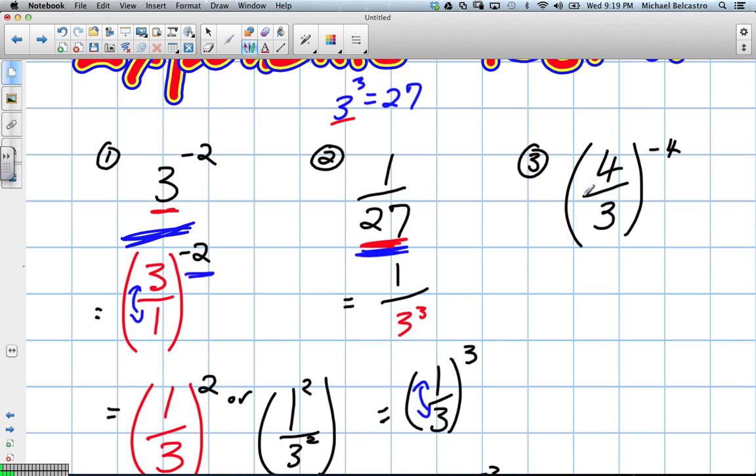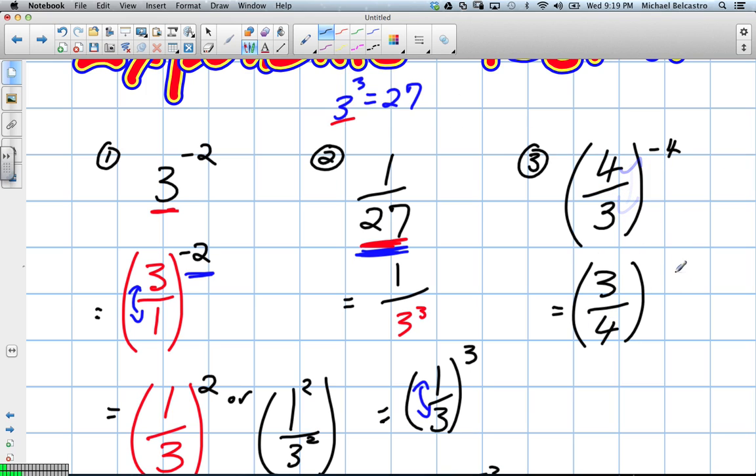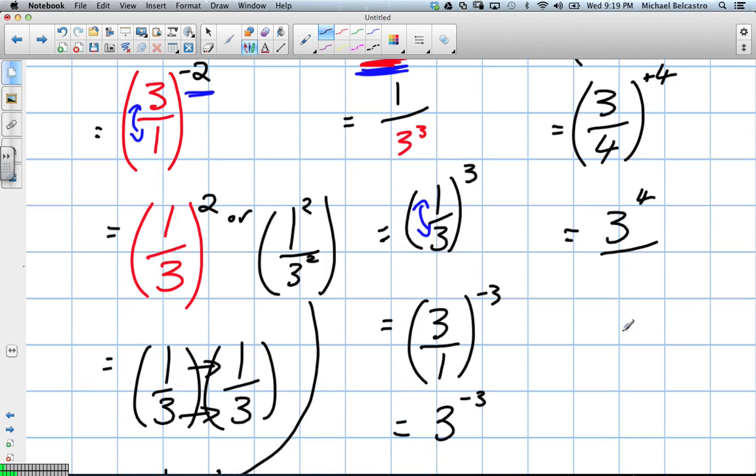This one here I need to evaluate. It's already in fraction form. So you invert those. Let's invert it. So we get 3 over 4. And what's the power going to be? Positive 4. Yeah, so we have positive 4. And a fast way to do this is this becomes 3 to the power of 4 over 4 to the power of 4. Okay, let's evaluate them.